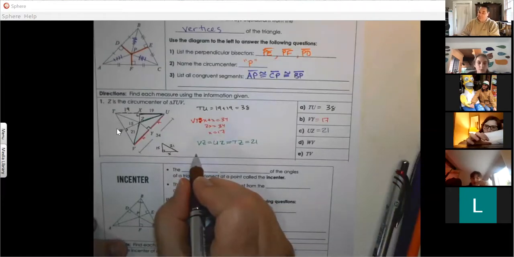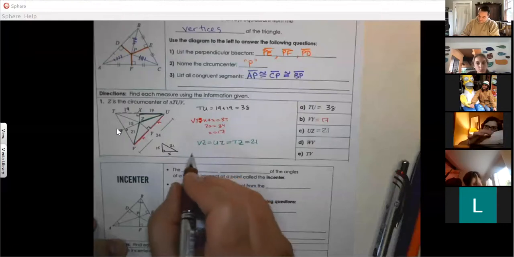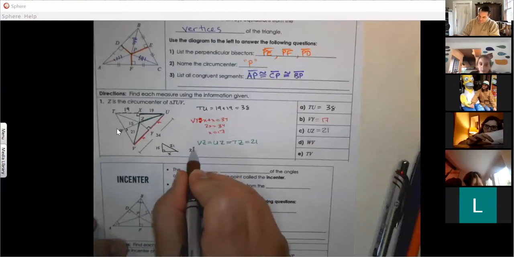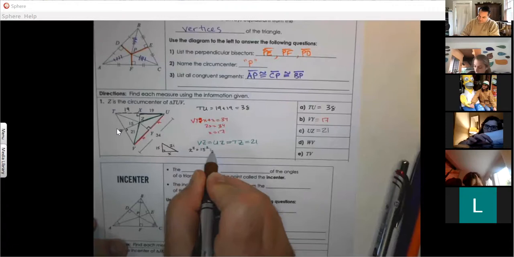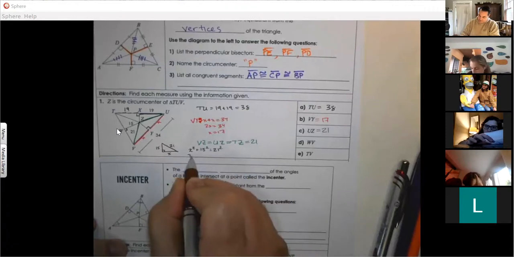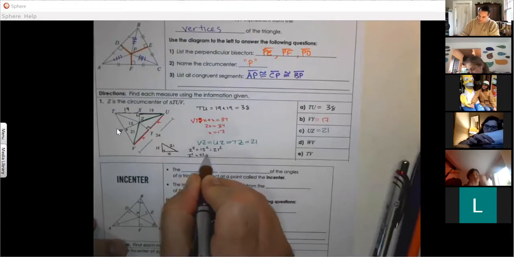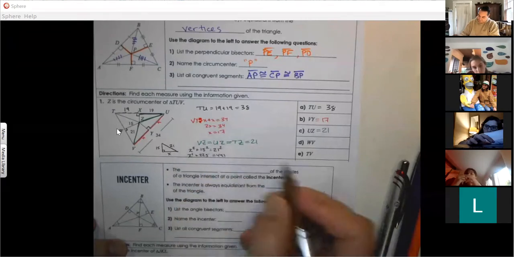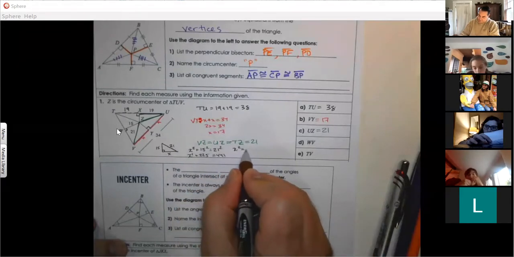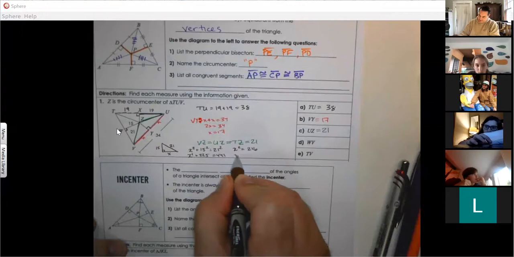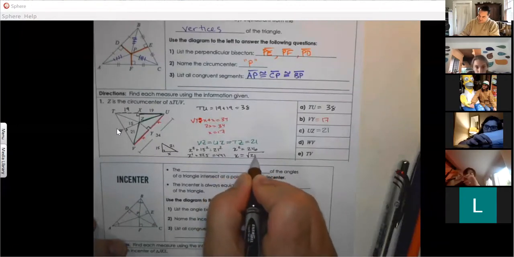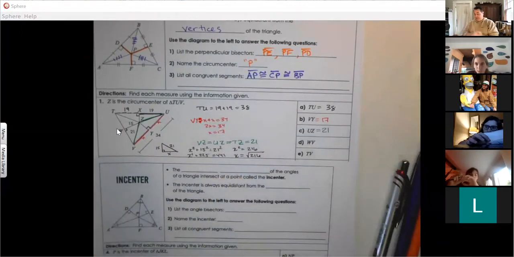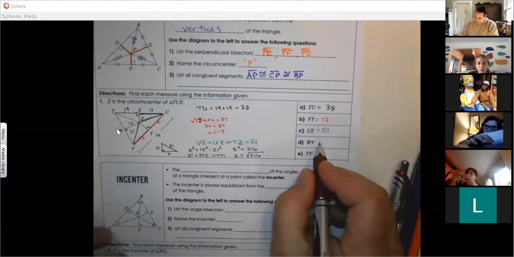A squared plus B squared equals C squared. So I'd say that X squared plus 15 squared equals 21 squared. So X squared plus 225 equals 441. So X squared equals 216. So X equals square root of 216. Now at this point, I would be okay with that as your solution.